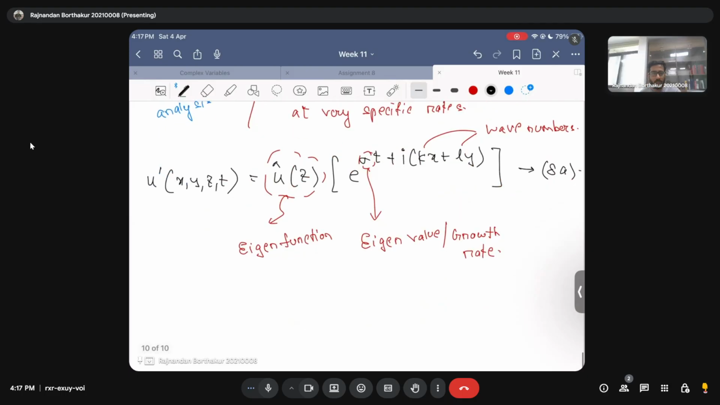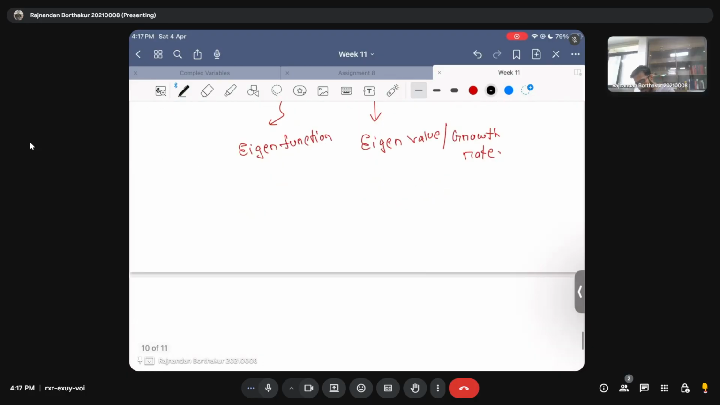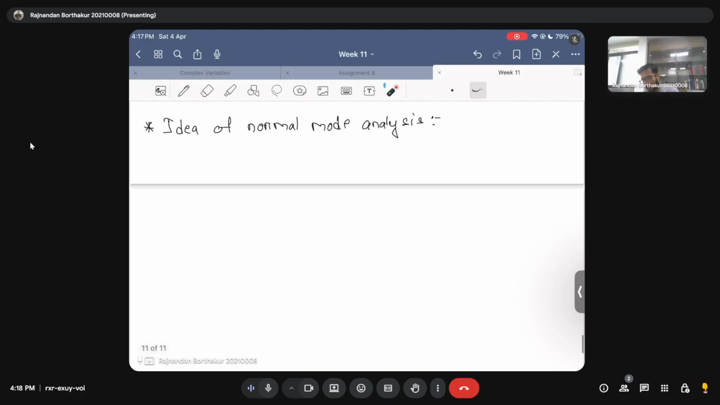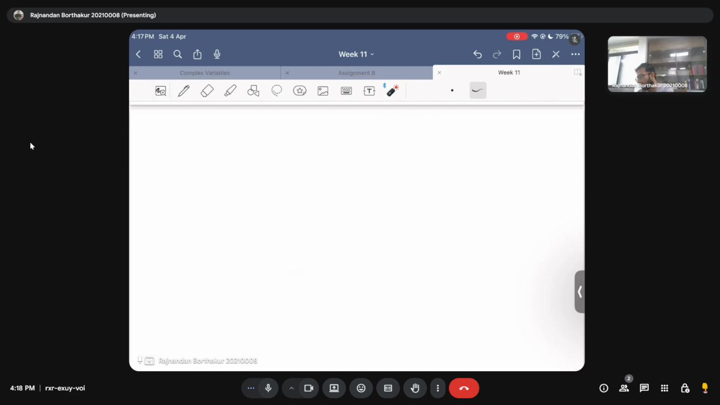Okay. Now, before looking into the expressions of v prime, w prime, and p prime in terms of their normal modes, I will first show you how this idea of normal modes comes into the picture. So maybe I'll quickly discuss a short note, that is the idea of normal mode analysis. The question we are trying to answer is: why do we choose only this particular form as the normal modes? And we will see why we choose that.